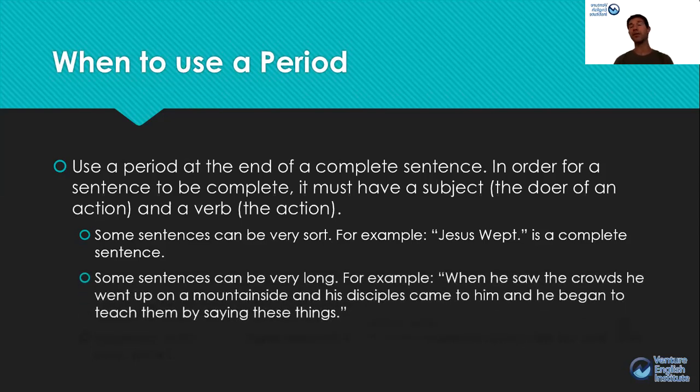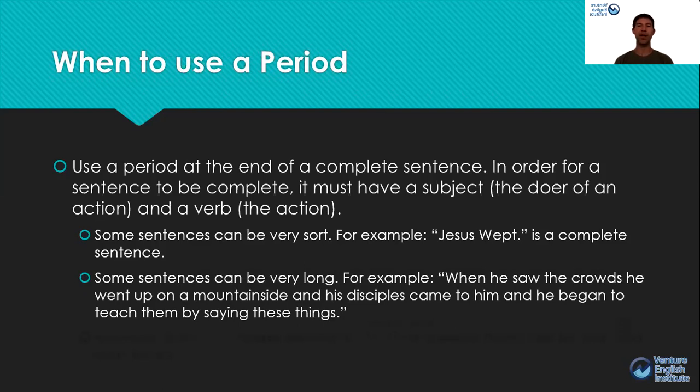Some sentences can be very long. For instance, here's another sentence. And when he saw the crowds, he went up on a mountainside, and his disciples came to him, and he began to teach them by saying these things. It has all the necessary components. It has a subject, it has a verb, but it has a lot of other information in it as well. But it is one main complete thought.